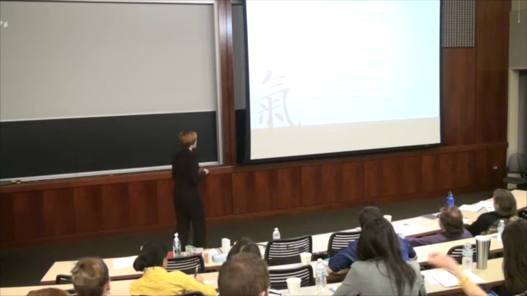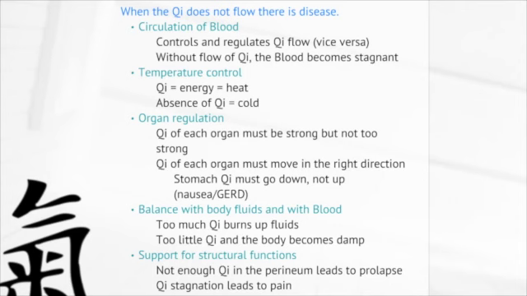Temperature control. Qi, because it's energy and heat, is going to be warming, and the blood, because it's yin and the absence of qi and so forth, is cold. So this is more yin. It also is responsible for organ regulation. There's a whole bunch of different kinds of qi. Each one of the organs has to have its own strength of qi, and the organ has to move in the right direction. So the stomach qi, for example, if it doesn't go down and instead goes back up, then we have dysfunctional qi, and we have reflux and heartburn and so forth.